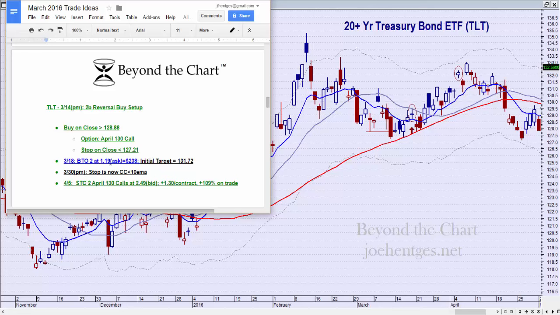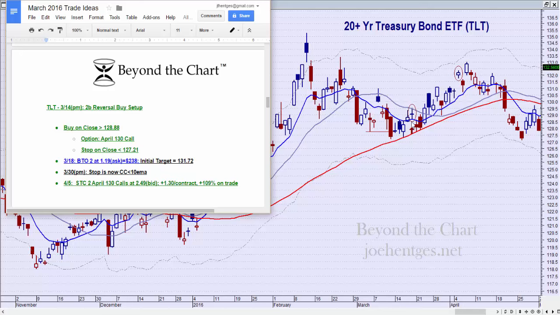So here's what it did. In case you haven't been following me, I always buy at the ask and sell at the bid on the trade ideas. Of course, everyone is trying to beat that, depending on how tight. If the spread is really, really tight between bid and ask, then that's fine. The target on this was 131.72.